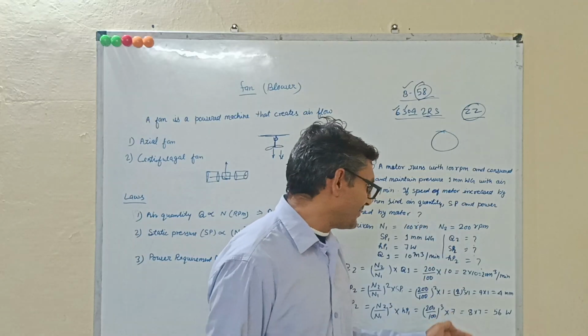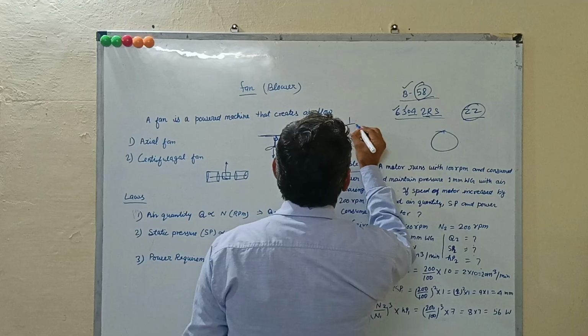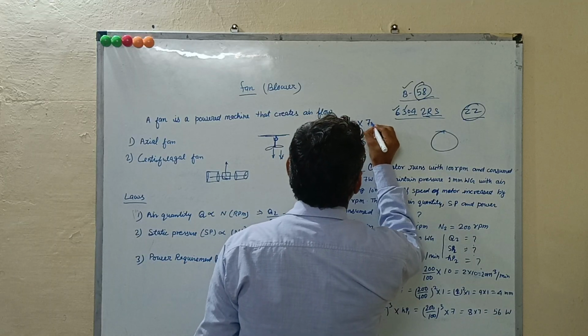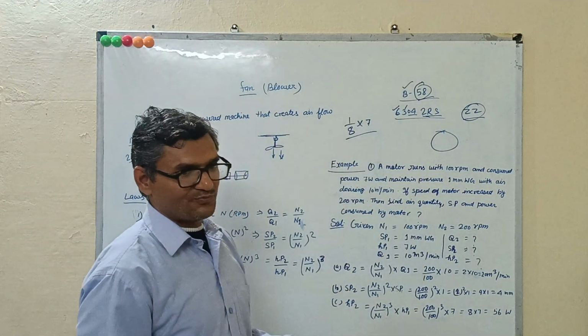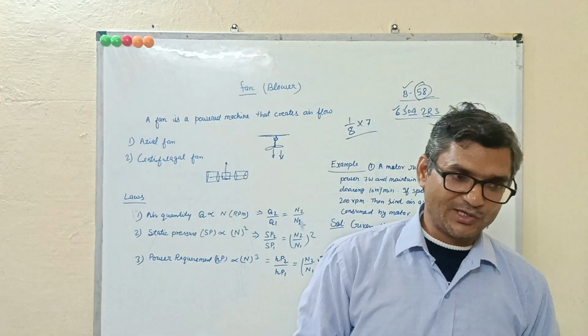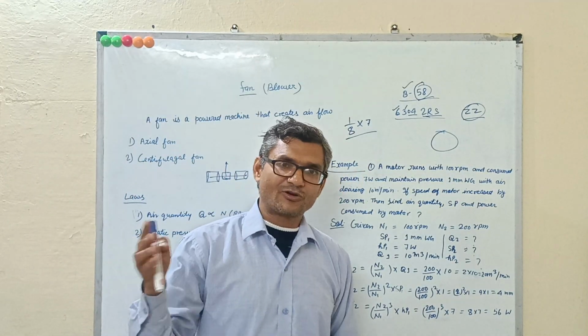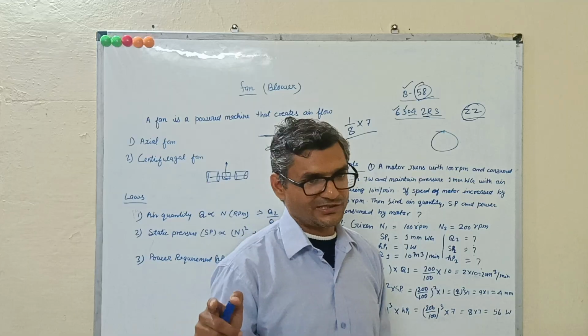Here it increased 8 times, so it also decreases 8 times. Suppose we give half speed, then power consumed will also be 1 by 8 of 7. Power will be reduced by that much. That's why it is energy saving. Inverter technology is energy saving equipment.